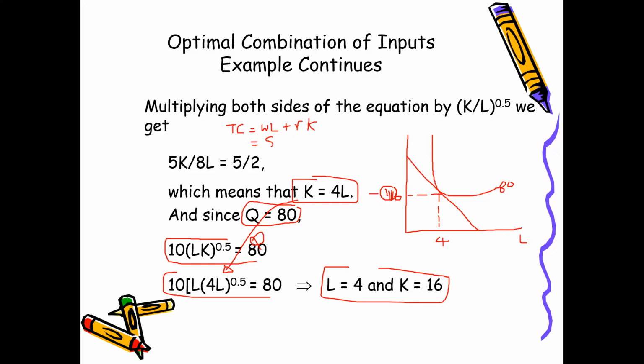W8. Now L, we need 4 units, plus R is 2. We need the capital 16 units. So the minimum cost to produce, we need $64, maybe 1,000 or million, whatever.